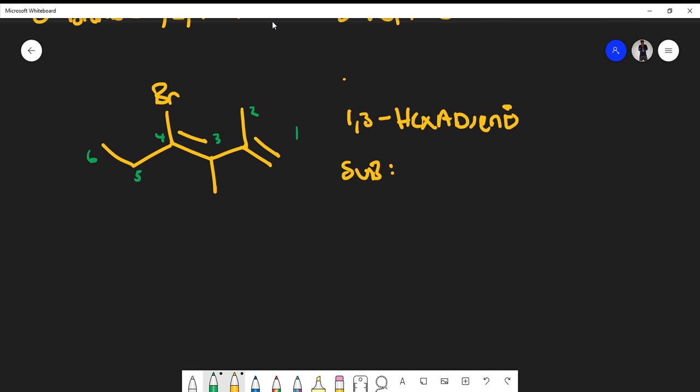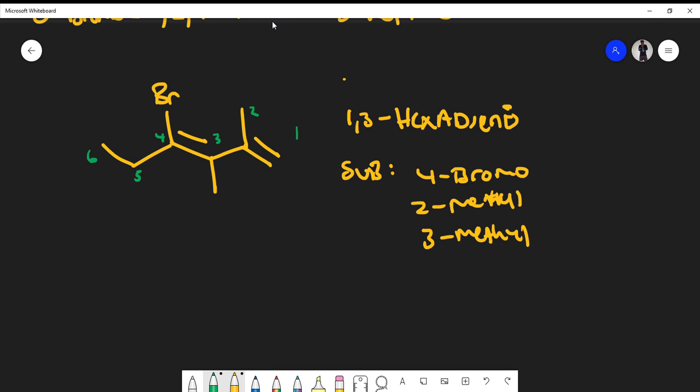For substituents, if I'm just going to write sub, what do we have? On carbon 4, we have a bromo group, so this would be 4-bromo. And on carbon 2, we have a methyl group, so this is 2-methyl. And on carbon 3, we also have a methyl group, so this is 3-methyl. So those are all our substituents. So let's put the name together.